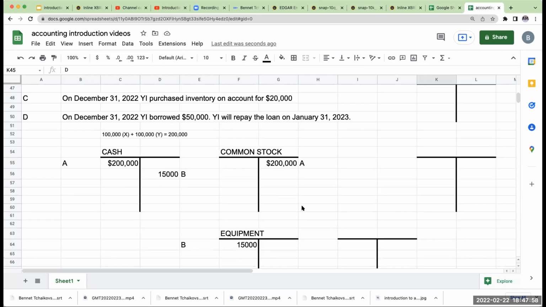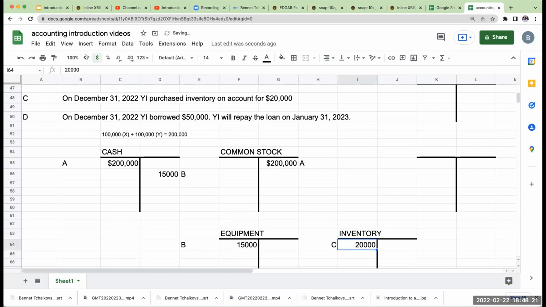Next one's a little bit trickier. I purchase inventory on account for $20,000. What does on account mean? It means I'm going to pay later. So right over here, I'm receiving inventory. So inventory is an asset. So what I'm going to do over here is debit inventory for $20,000.